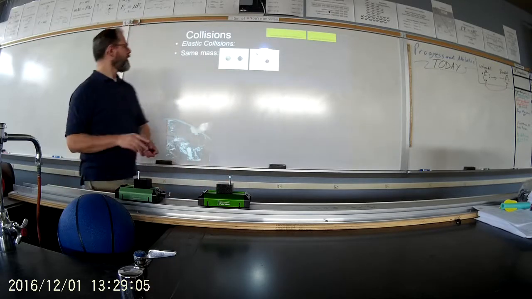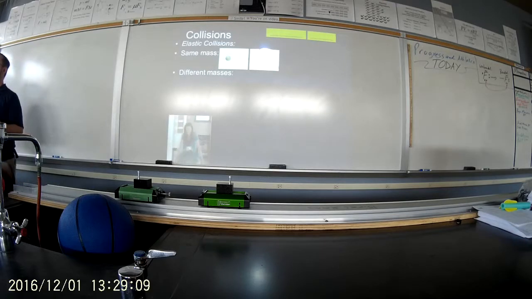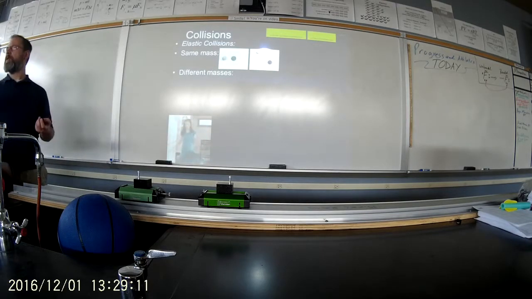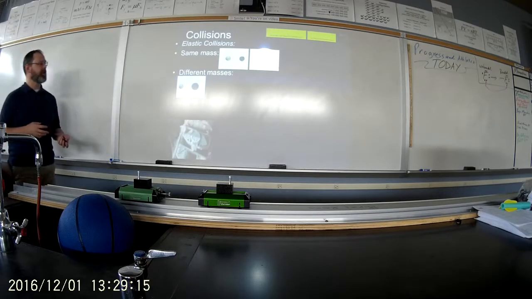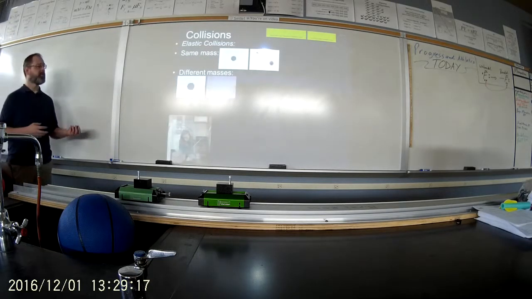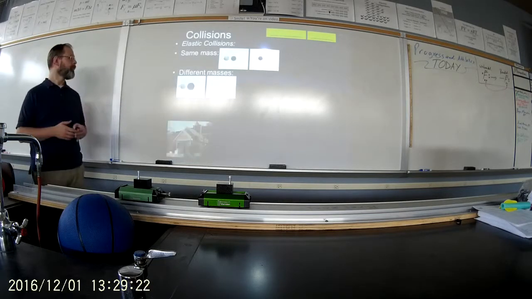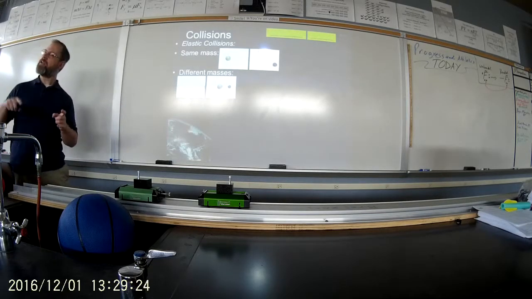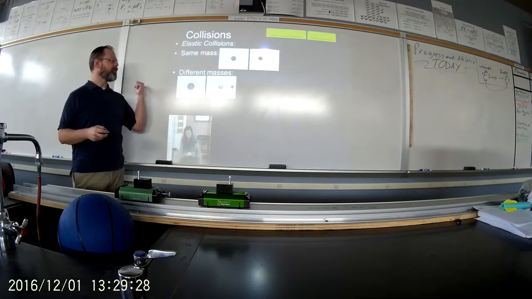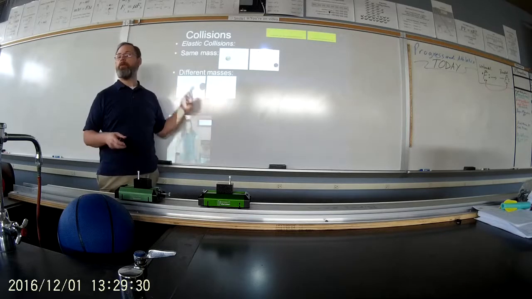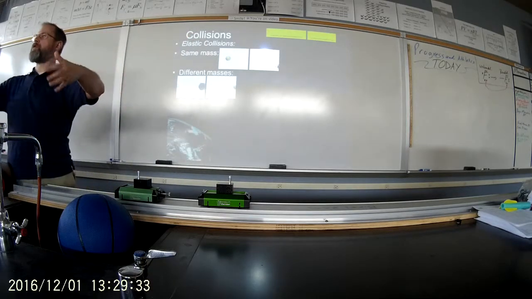And then different masses. Remember what happens when a large mass strikes a small mass? What does a large mass do? Yeah, it chases it down. If a small mass strikes a large mass, it recoils. So in an elastic collision, when a small mass strikes a big mass, the small mass recoils. When a large mass strikes a small mass, the small mass moves on, and the big mass chases it.